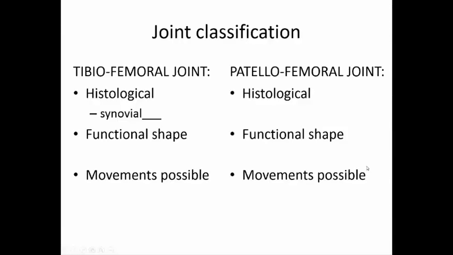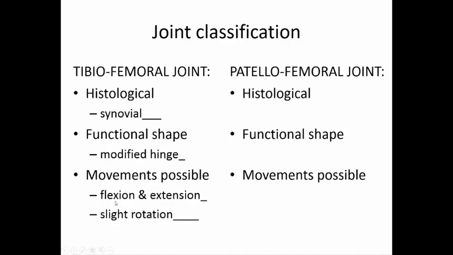So the tibiofemoral joint, you should have realized, was synovial. If movement is possible, if the joint is freely moving, it's a synovial joint. Functional shape, we know that the tibiofemoral joint is a hinge joint. It flexes, it extends. It's a modified hinge joint because there's some rotation. You can actually rotate your leg at the knee joint a little bit. It's a hinge joint, so we'd expect flexion and extension. It's modified because there's a slight rotation.